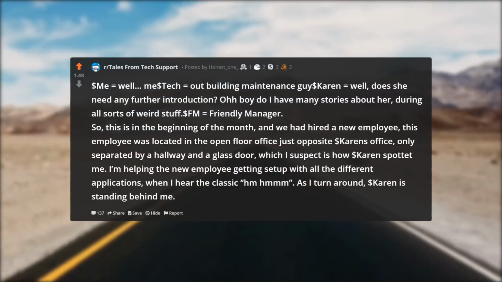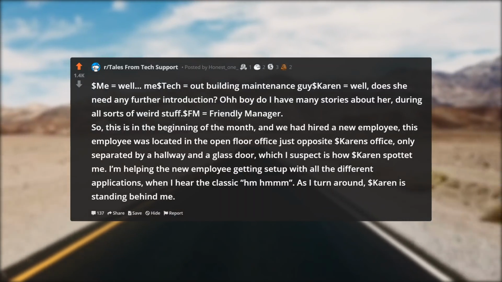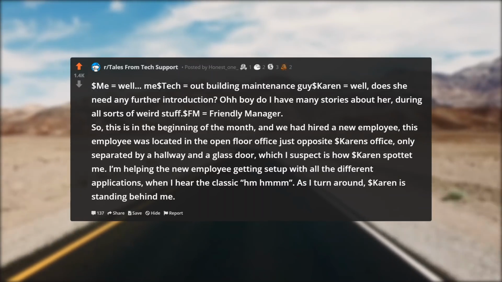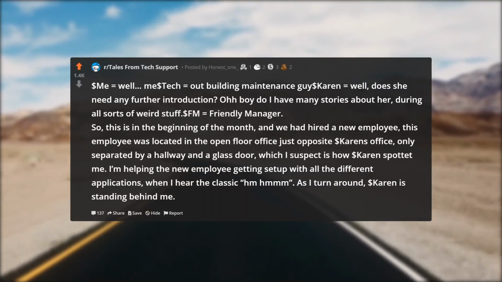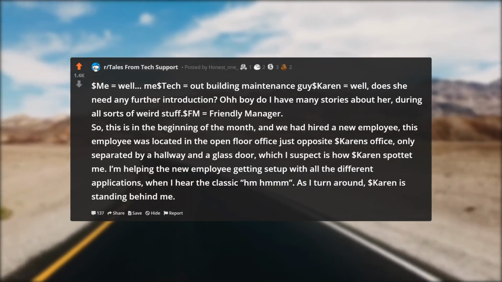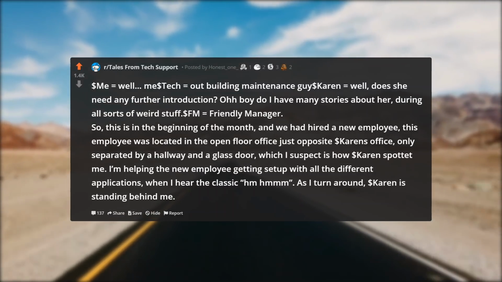So, this is in the beginning of the month, and we had hired a new employee. This employee was located in the open floor office just opposite Karen's office, only separated by a hallway and a glass door, which I suspect is how Karen spotted me. I'm helping the new employee getting set up with all the different applications when I hear the classic hum. As I turn around, Karen is standing behind me.